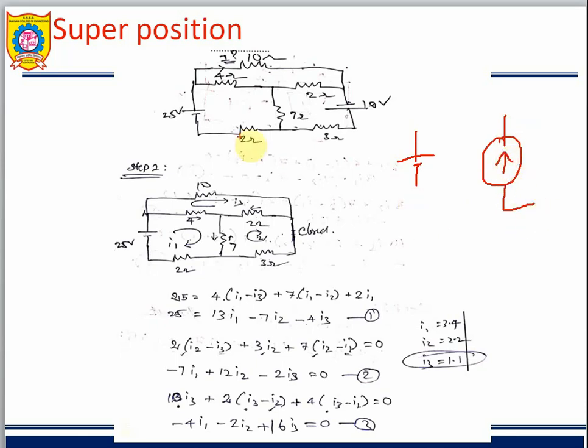Okay. So how many sources? 2 sources. Step number 1: this one only I have present, this one I have closed. Where is the load resistance? In the given problem, load resistance is there. Find out the I. The flow of the current is I3. Then loop number 1, loop number 2, loop number 3. So first equation, second equation, third equation. Then I1, I2, I3 I will find. Put the circle on the I3.